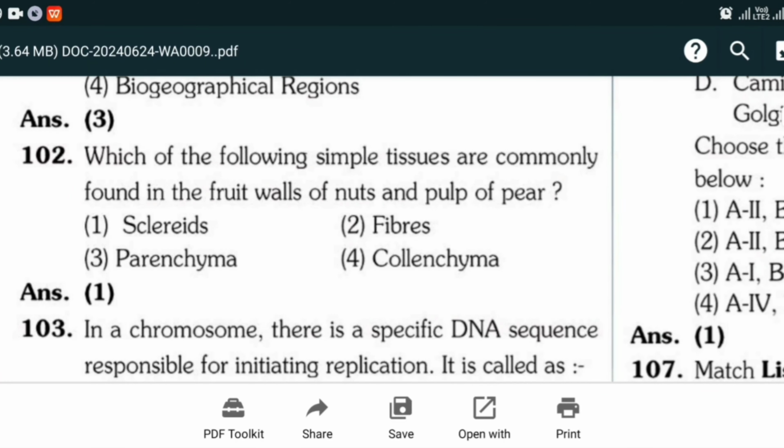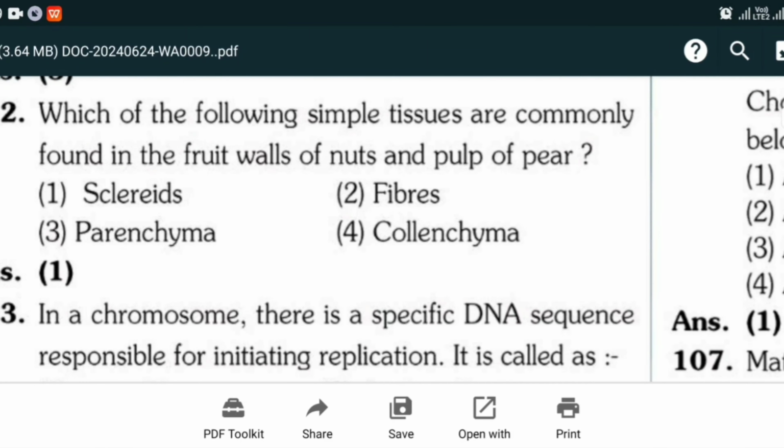Then, which of the following simple tissues are commonly found in the fruit walls of nuts and pulp? So simple tissues we have parenchyma, chlorenchyma and also sclerenchyma. Here sclereids are a type of sclerenchyma. In this way, sclereids are seen in nut and pulp of pear. So the answer will be the first option.